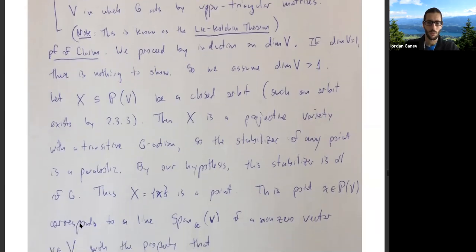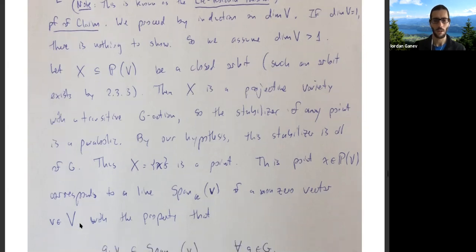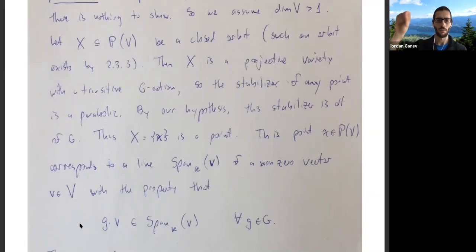So how do we use this point? This is a point in the projective space of a vector space, so that means it corresponds to a line. So it's the span of some non-zero vector in the vector space. And since this line is fixed in PV for the G action, that means that when G acts on the vector v, it must take it to a multiple of itself.